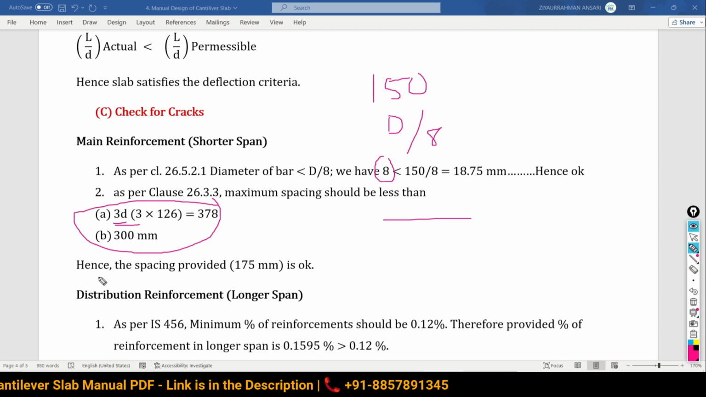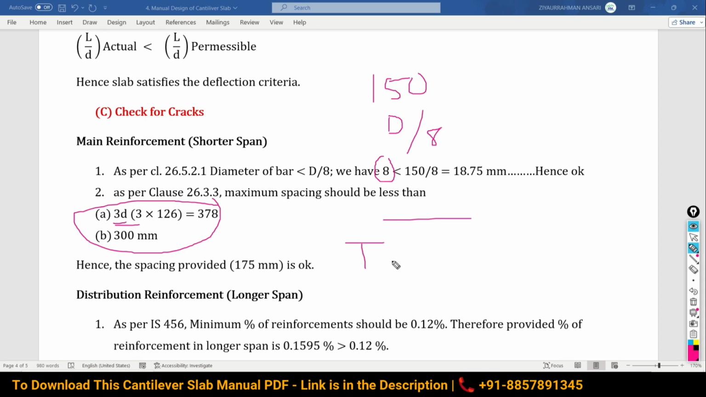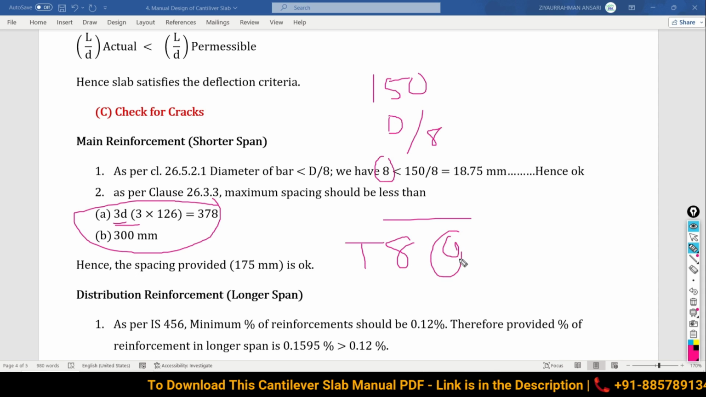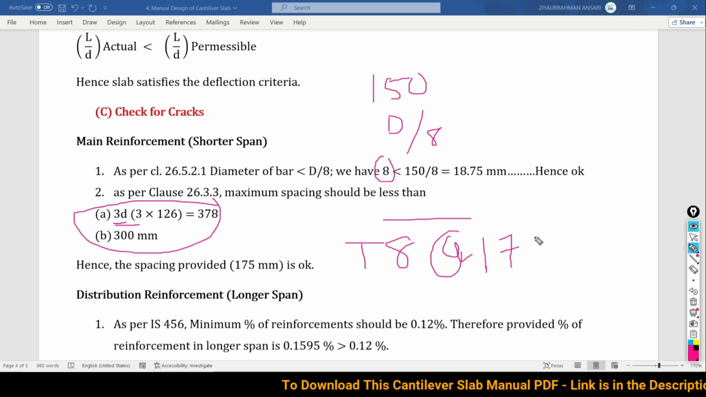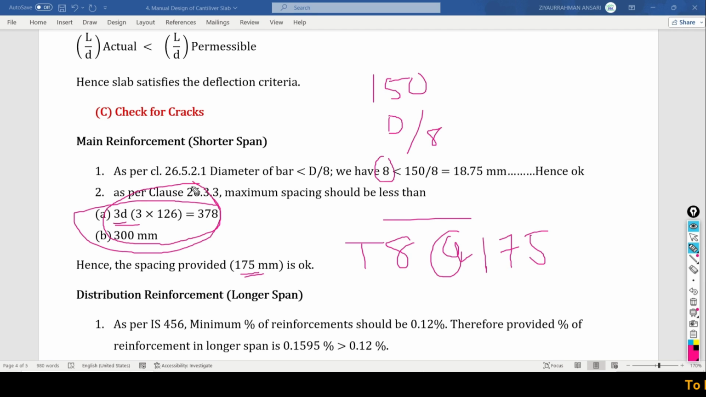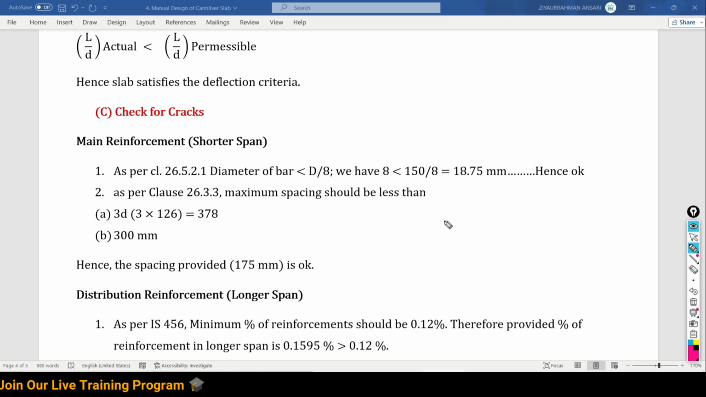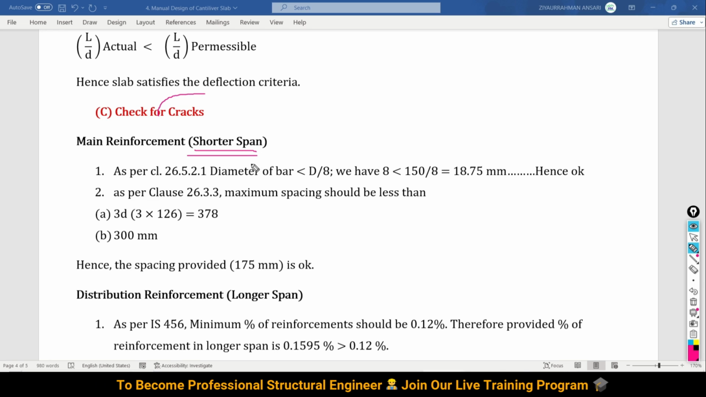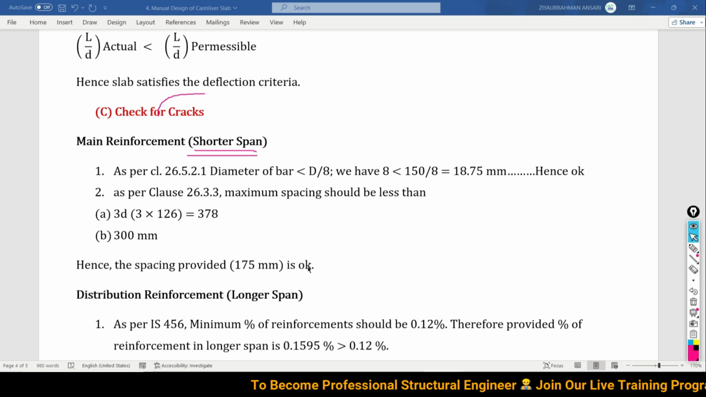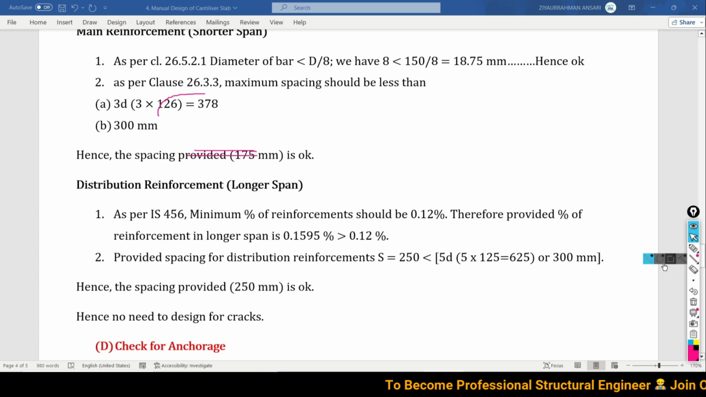So you know very well, along the shorter span we have provided 8 mm diameter bar at a spacing of 175 mm center to center. The provided spacing is less than all this allowable spacing, so that is a good thing. Diameter is also as per the limit. So if everything is okay, then there is no need to do the design for cracks along the shorter span. That is safe.